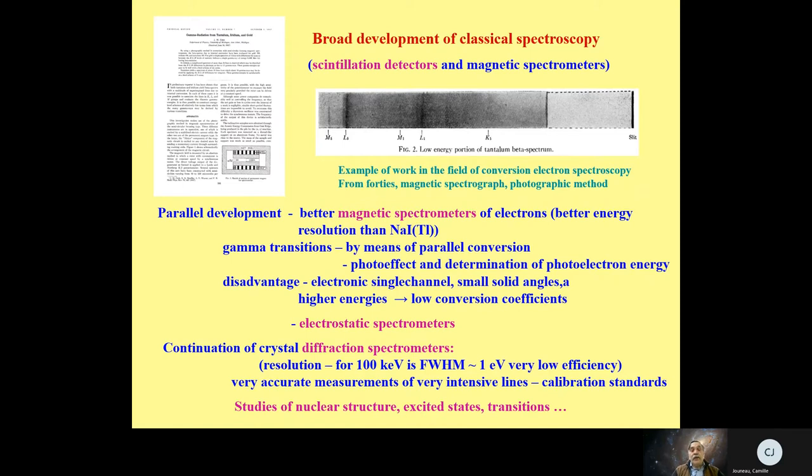Also in these times it was possible to use diffraction spectrometers, and the resolution it was possible to obtain was lower, or near to 1 electron volt, even better. That means it was possible to study nuclear structure, excited states and transitions.